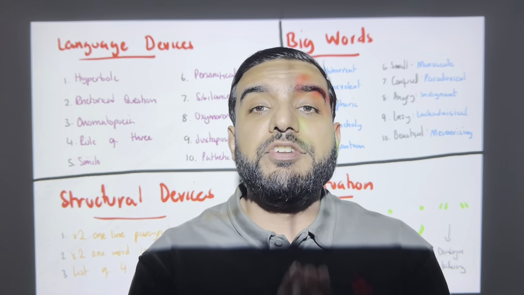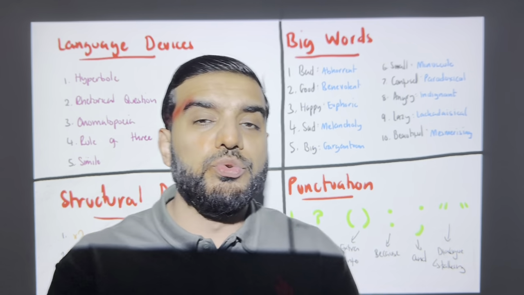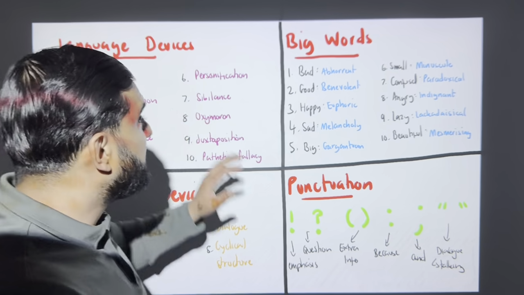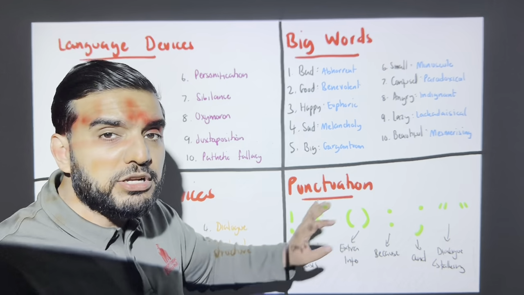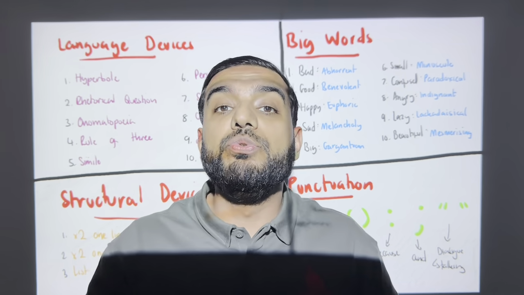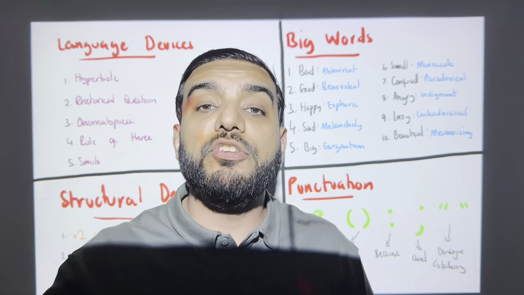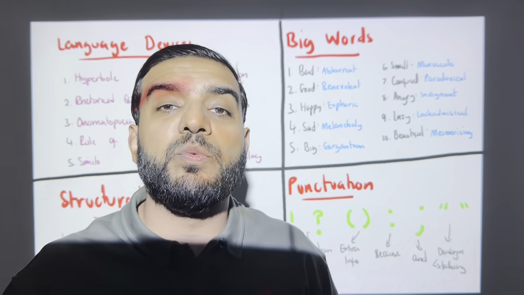All of you have done English language paper one. And I told you guys to use 10 ambitious words, 10 language devices, a range of punctuation, and structured devices. We're going to use the exact same ones again. I repeat, the exact same ones again.